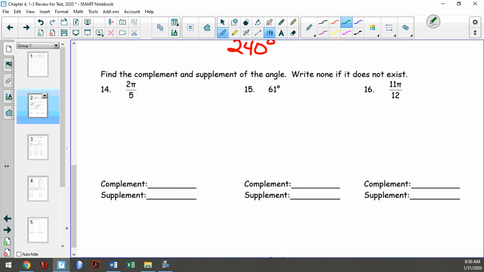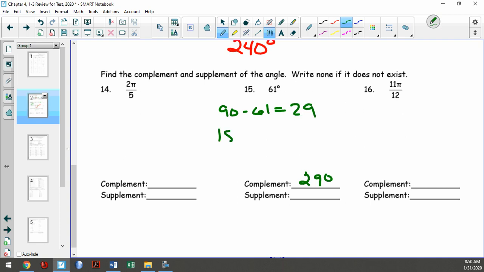Find the complement and supplement of the angle. Well, that's very simple. A complement is whenever you have an angle that is less than 90, and the angle is in quadrant 1. So if I look right here at number 15, and I want to do the complement, I'm going to take 90 degrees minus 61, and that is going to give you 29 degrees.